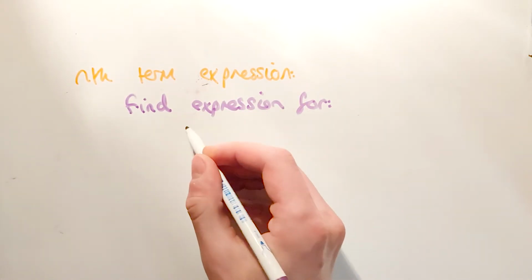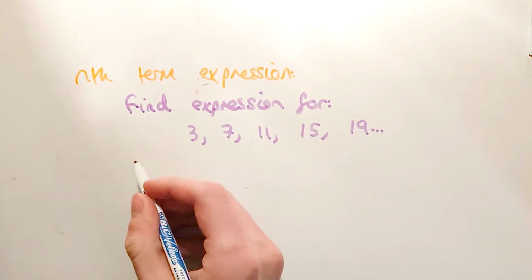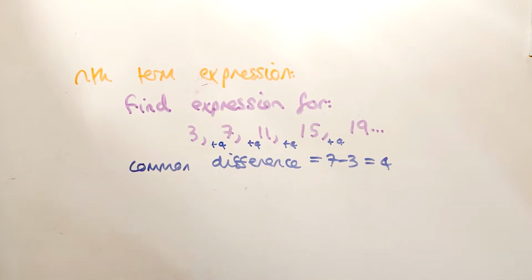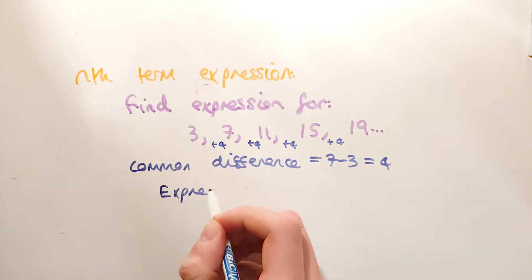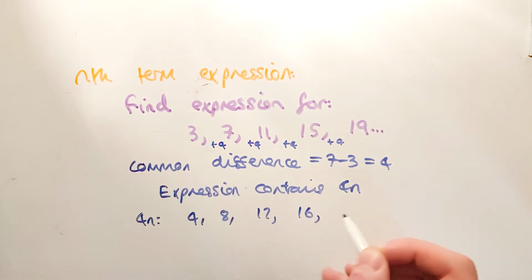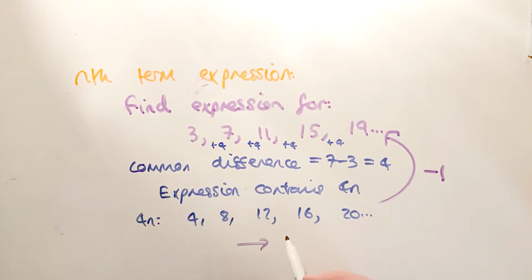Let's find an nth term expression for this sequence. We have to add 4 to the previous term to get the next, so we can say there's a common difference of 4. This means that 4 times n, or 4n, will be in our nth term expression. Writing out the sequence of 4n shows that there's a difference we have to add to each term. In this case, we have to subtract 1, so the final expression is 4n minus 1.